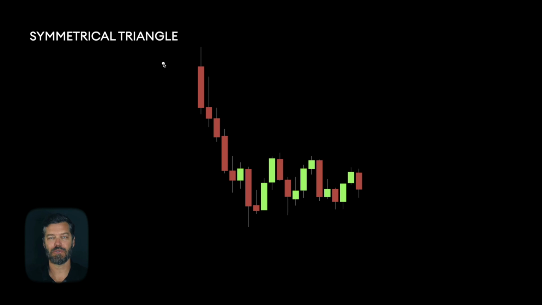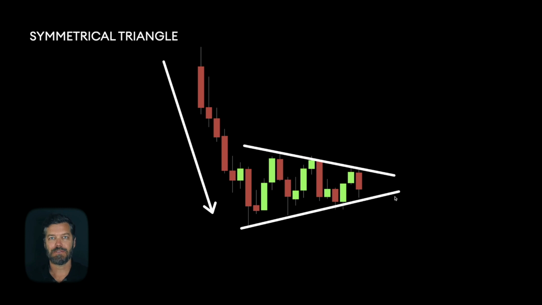In a bearish symmetrical triangle, the price starts in a downtrend. The pattern indicates a pause in the market, and if the price breaks below the ascending trend line, it signals the continuation of the downtrend.